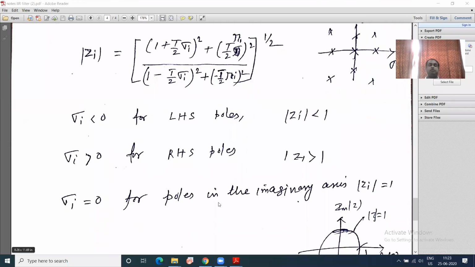Now, when sigma equal to 0, the poles are on the imaginary axis, maybe here, maybe here, maybe here. In such a case, when sigma is equal to 0, this part is 0. So this is 1 plus this one, and this is also 1 plus this one. So the ratio will be 1, because both numerator and denominator will be the same, and therefore this is equal to 1.